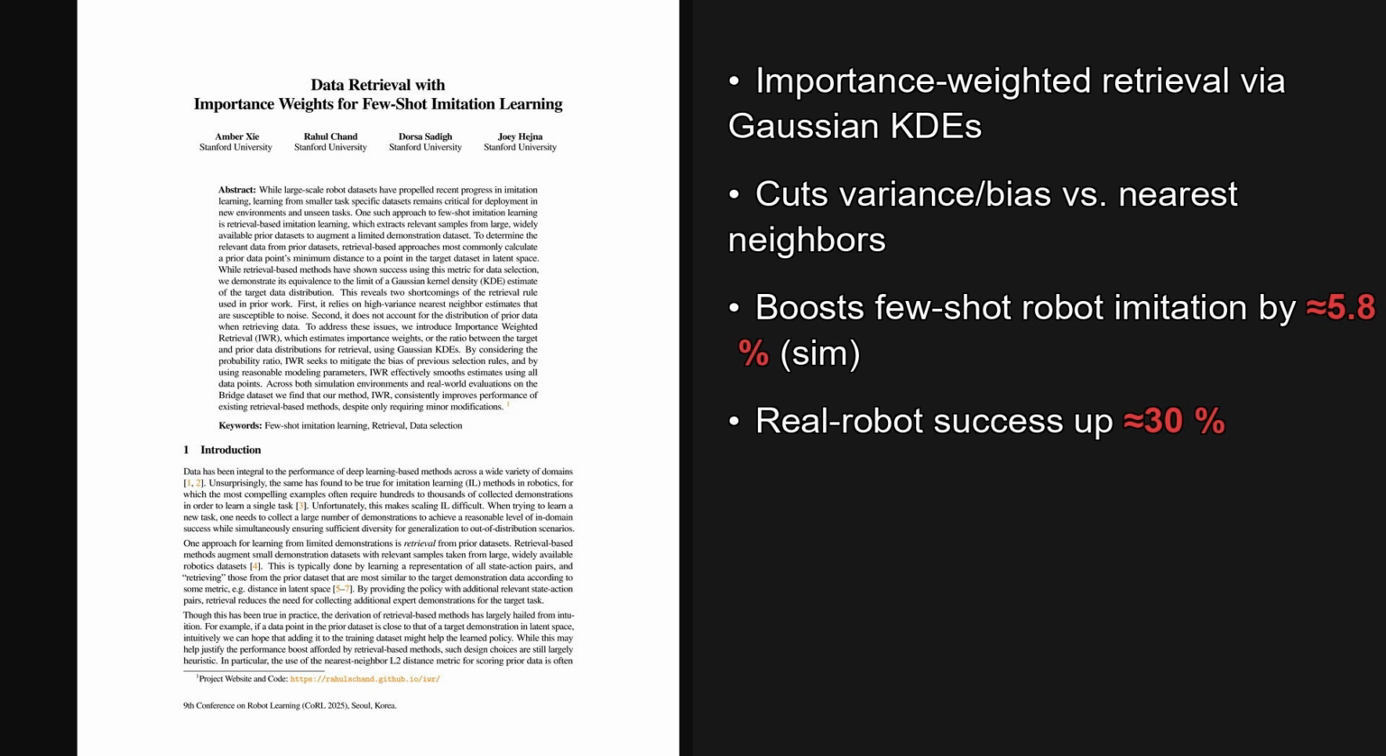Wrapping up, two takeaways stand out. Importance weighted retrieval reframes selection as a probability ratio, which cuts variance and bias compared with nearest neighbor scores, and this simple swap consistently lifts success on simulation and real robots. The broader implication is practical few-shot deployment with less hand-tuning.